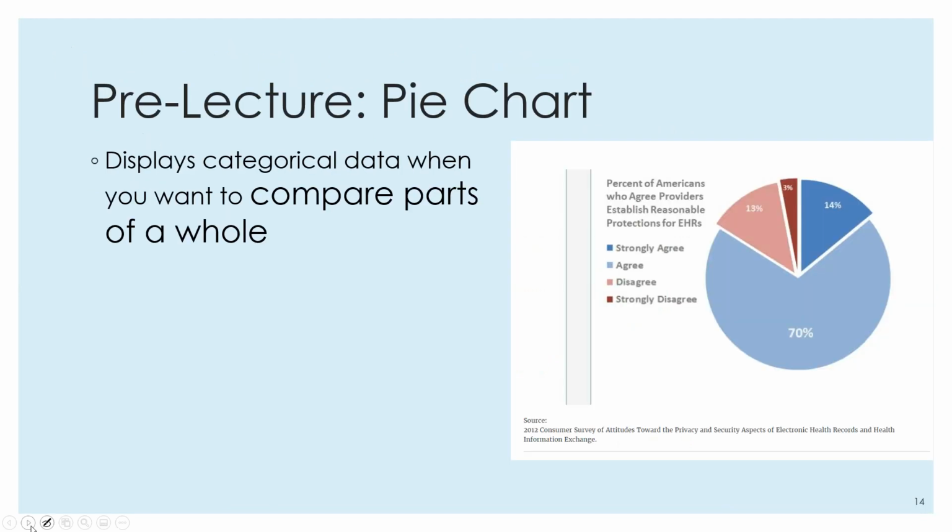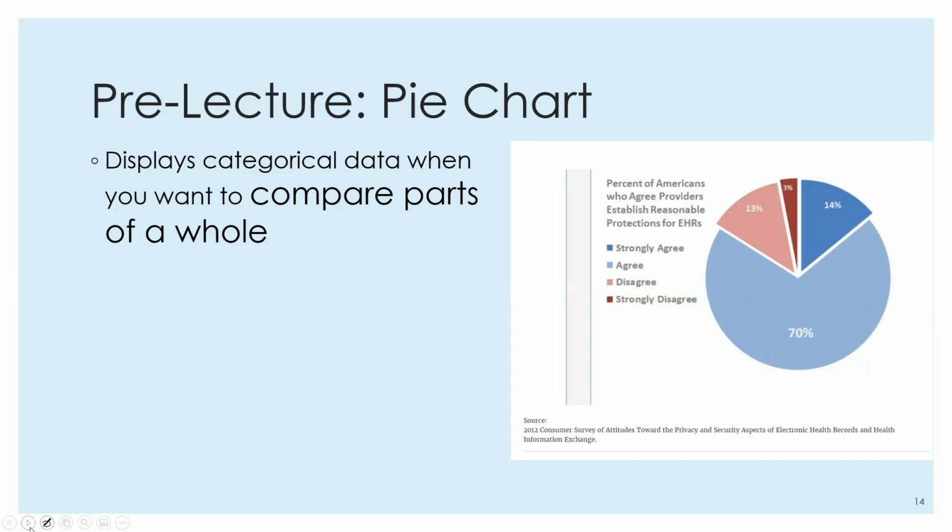Our third graph then is the pie chart. And again, the pie chart is for categorical data, and this is where you want to compare parts to the whole. So there would be some data sets where there's not really a whole, like on surveys where you can pick more than one option. Then you can't compare parts to the whole because people voted more than one, so you don't have 100%, you have more than 100%.